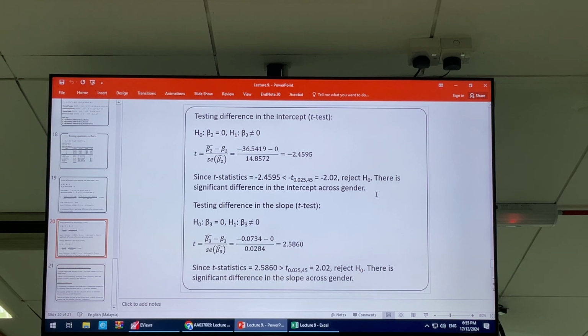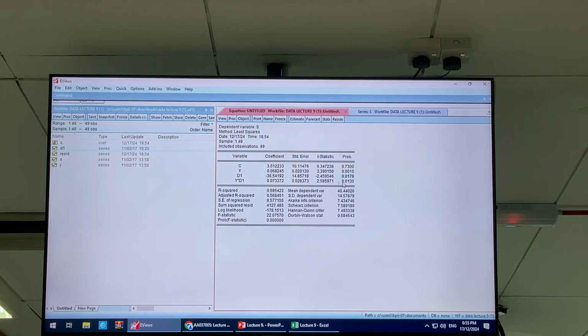And then for the case of slope, you can do the same. So you test for beta 3. You calculate the T ratio, 2.5. You compare with the value from the table, 2.02. So this one is greater, so you can make the conclusion. Or based on the p value, it is also the same: 0.013, smaller than 0.05, so we reject.